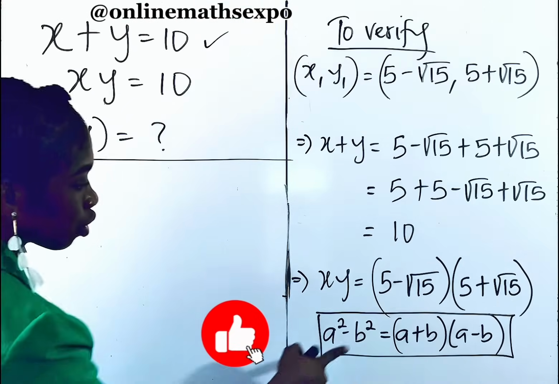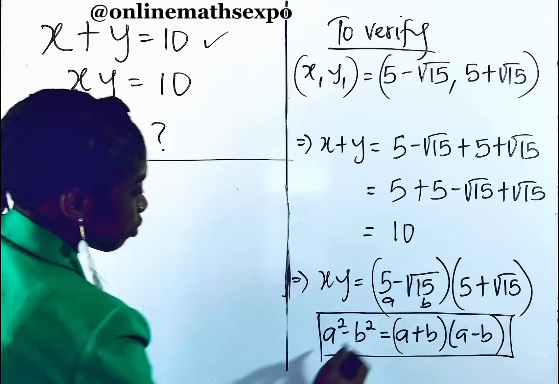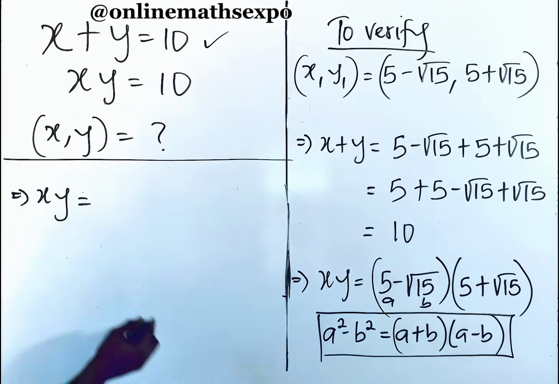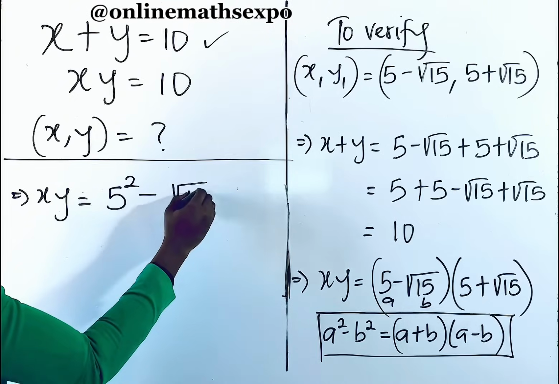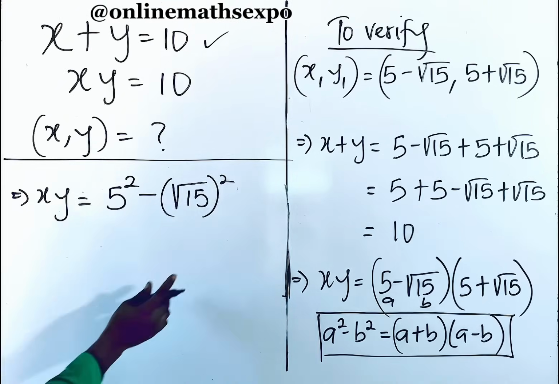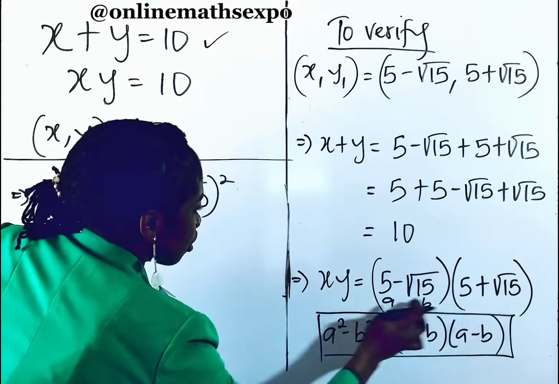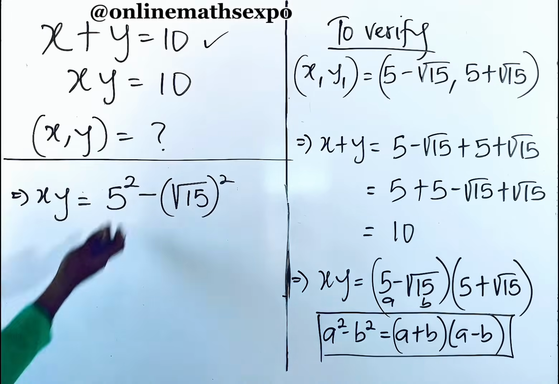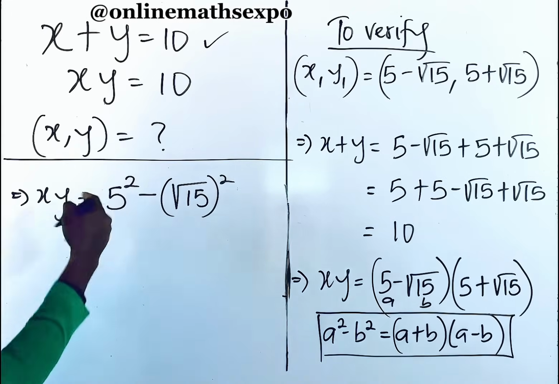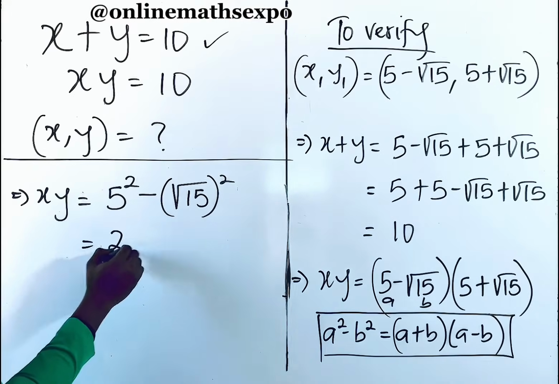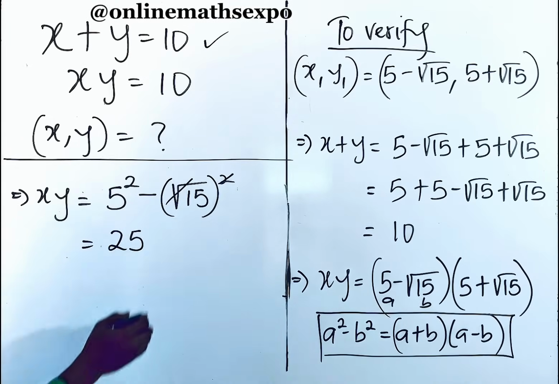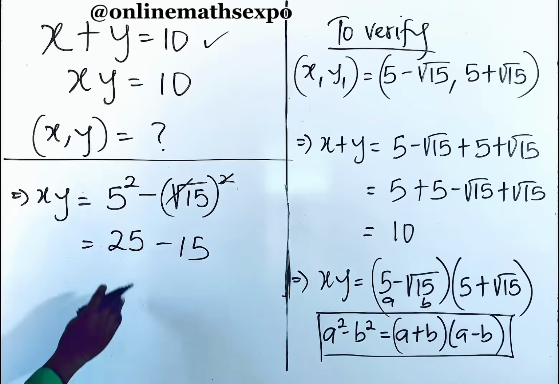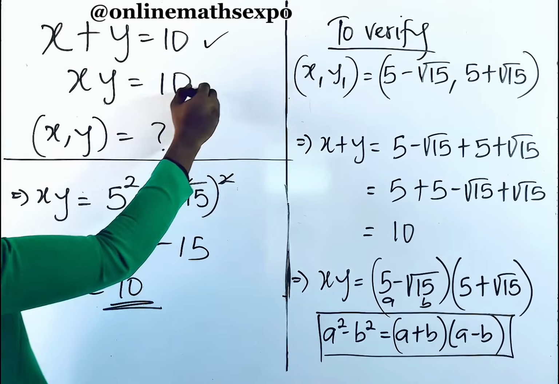let's separate this: this is our a and this is our b. So we're going to use the left side. It is going to give us 5 squared minus root 15 squared. Did you see that? This is the same as the formula. So simplifying this, 5 squared is 5 times 5, giving us 25. And the square takes off the square root, so you have minus 15. And when you subtract these two, it gives you 10. And that is also what you have.